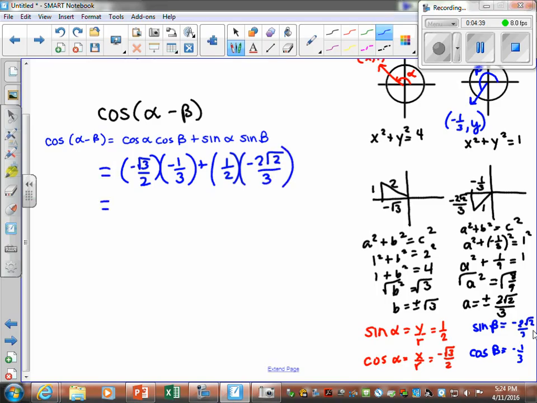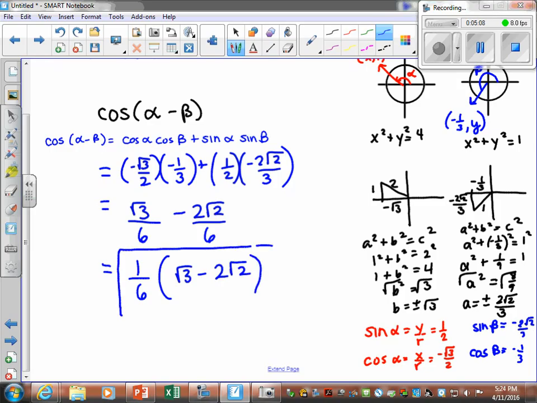Okay, now let's simplify that. That's going to give us a positive square root of 3 over 6 plus, actually, positive times a negative is a negative. Let me make that a little neater. Negative 2 square root of 2 over 6. Now we could factor out a 1/6 like we've been doing previously, and then that would just give us a square root of 3 minus 2 square root of 2. And that's going to be our answer.